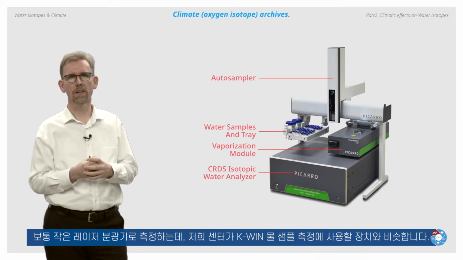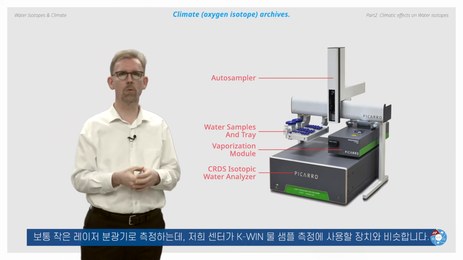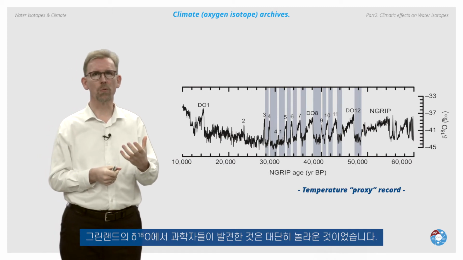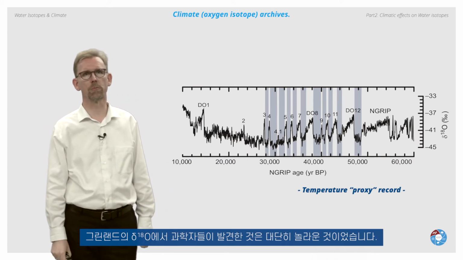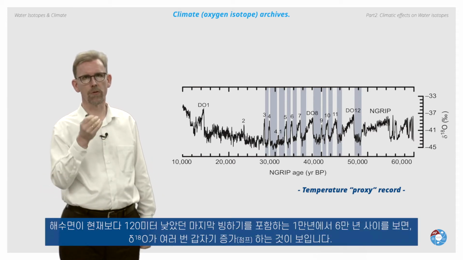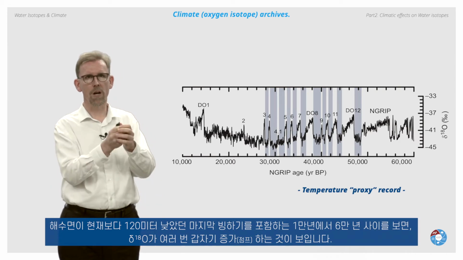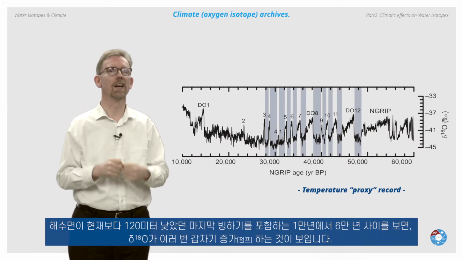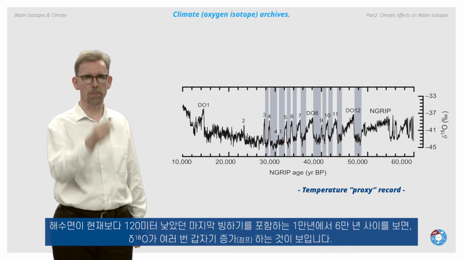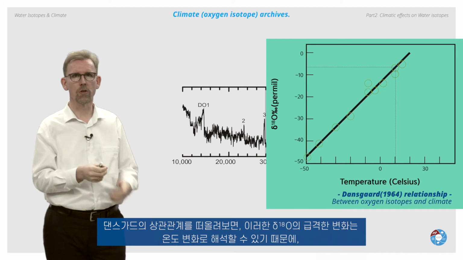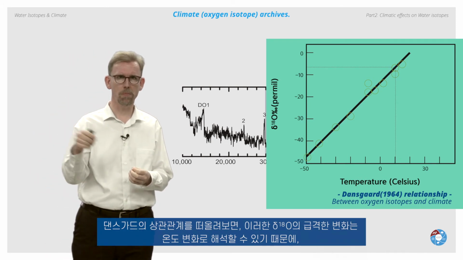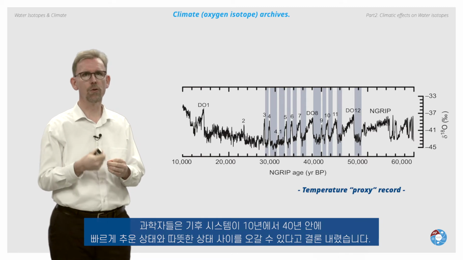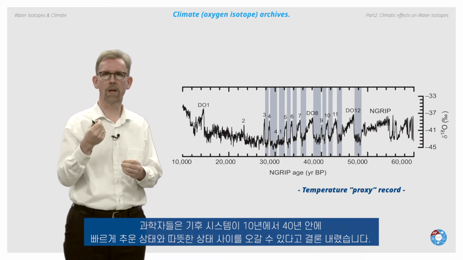This is usually done with little laser spectrometers similar to the one that our center will be using for the Kewin water samples. What scientists found in delta 18O in Greenland was absolutely astonishing and took everyone by surprise. Looking at the time period from 10 to 60,000 years ago, which covers part of the last ice age, you remember when sea level was 120 meters lower than now, the delta 18O shows some abrupt jumps. Interpreting these jumps in terms of temperature, remember the Dansgaard relationship, scientists concluded that the climate system was able to jump rapidly within 10 to 40 years between a cold and a warm state.